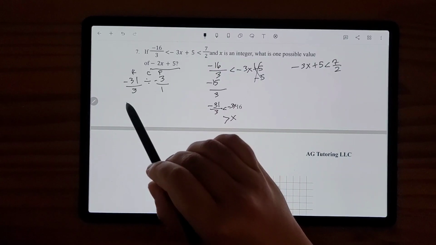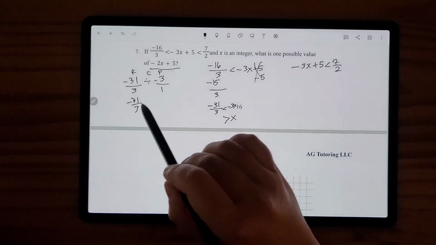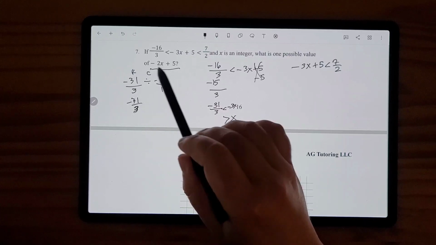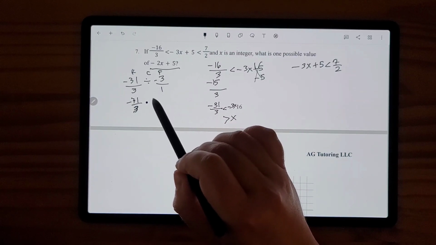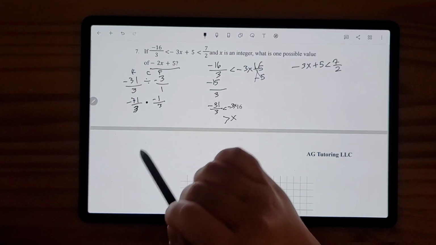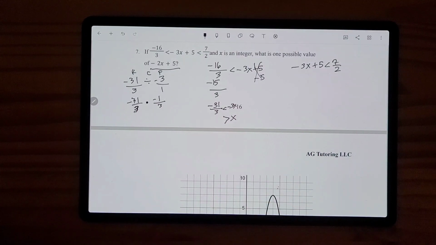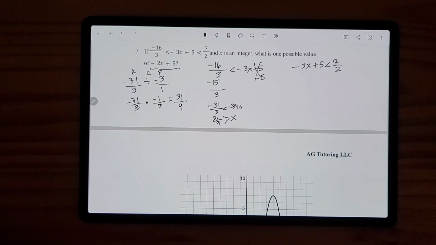So I'm going to keep negative 31 over 3. Oops, that's a bad 3. That's supposed to be a 3. And then I have to change the division to multiplication. Then I have to flip this negative 3 over 1 to be negative 1 over 3. And then I'm going to multiply these together. And when I do that, I get 31 over 9 is greater than x.